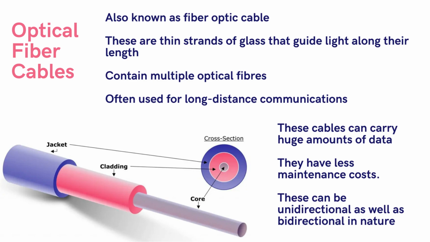Our next category is optical fiber cables. We talked about coaxial cables and twisted pair, and the third category under guided media is optical fiber cables. We also call this optical cables. It is a type of high capacity, high speed transmission medium used for data, voice, and video communication. These are thin strands of glass that guide light along their length.